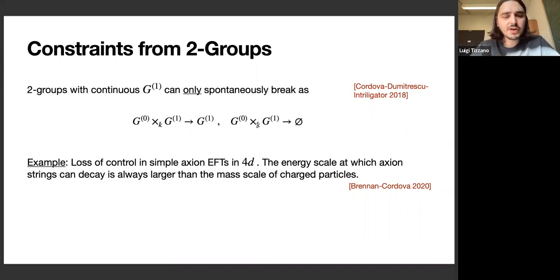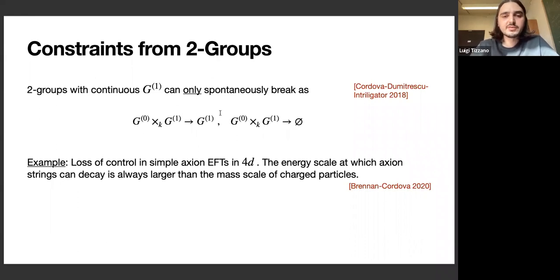When you have a two-group with continuous symmetry G1, for example, the case that I just told you before, there are only two allowed patterns of spontaneous symmetry breaking. Indeed, in the case you have a two-group with G0 and G1, the only two allowed patterns are that either you break down G0 and preserve only G1, or you break completely the two-group. So another way to say this is that spontaneous breaking patterns where you only break the zero-form symmetry inside the two-group are not allowed. And this is very interesting.